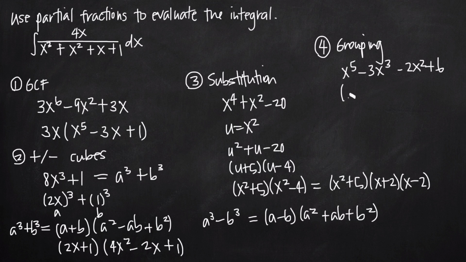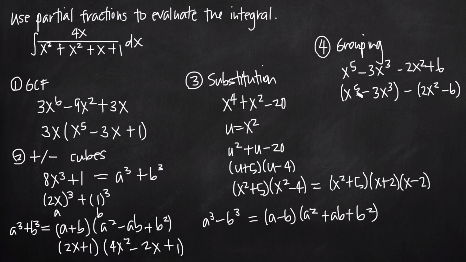So here's what we mean. We're going to say quantity x to the fifth minus 3x cubed. We're going to group those first two terms together. Then we're going to group the second two terms together. So we have this minus sign in front. So we're going to say minus quantity 2x squared, but then we're going to say minus 6 because we had a plus 6 here. So we need this minus negative 6 to become a positive 6 to get back to our original polynomial. So we distribute that negative sign.